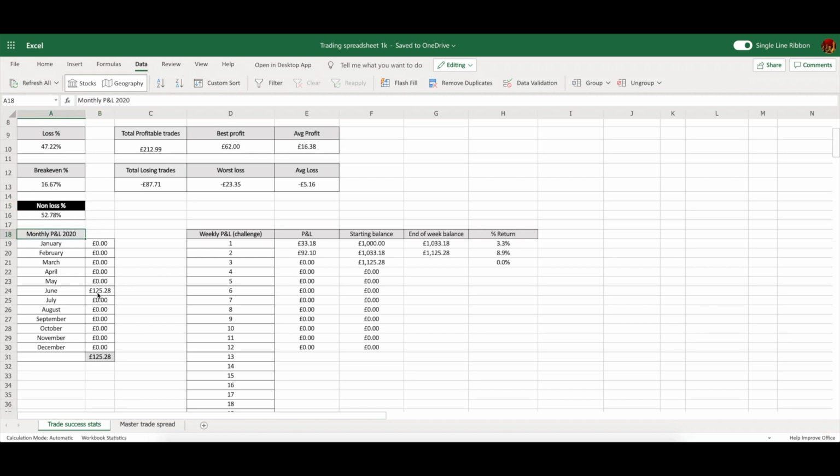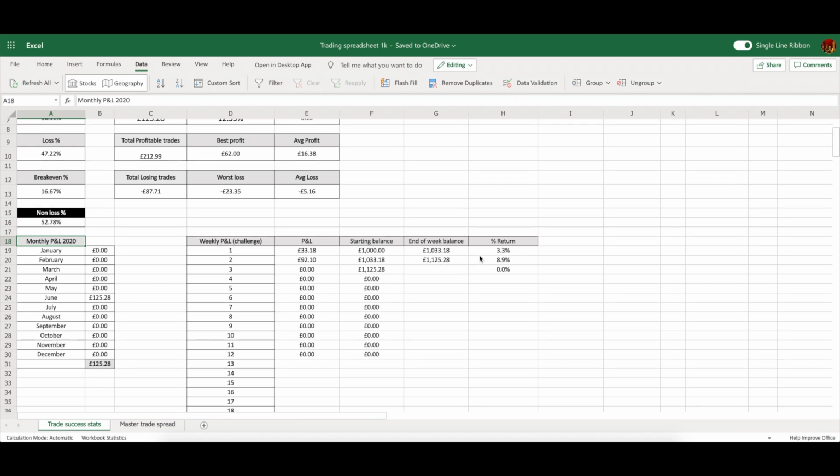Obviously, I've only been trading in June so far. Now we're moving across to July, so we'll be updating that. And then this is each week of the challenge, how much profit and loss we made in pounds, and what percentage return we've made from the balance from the week before.